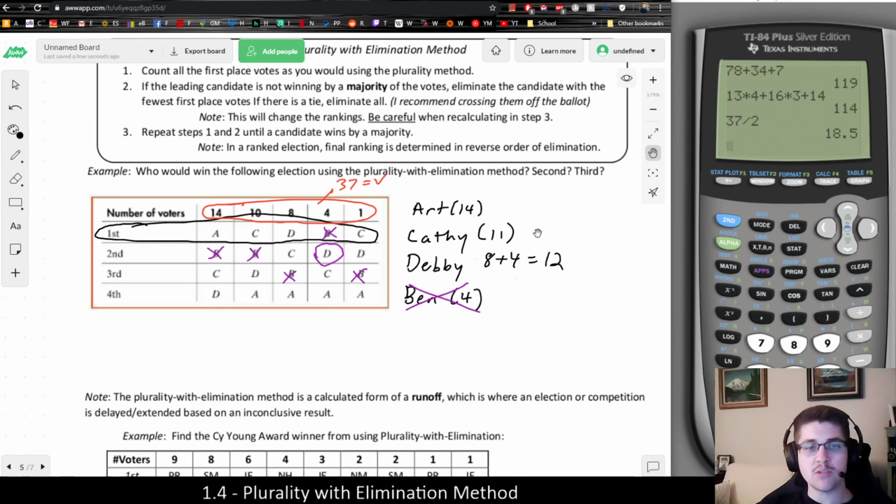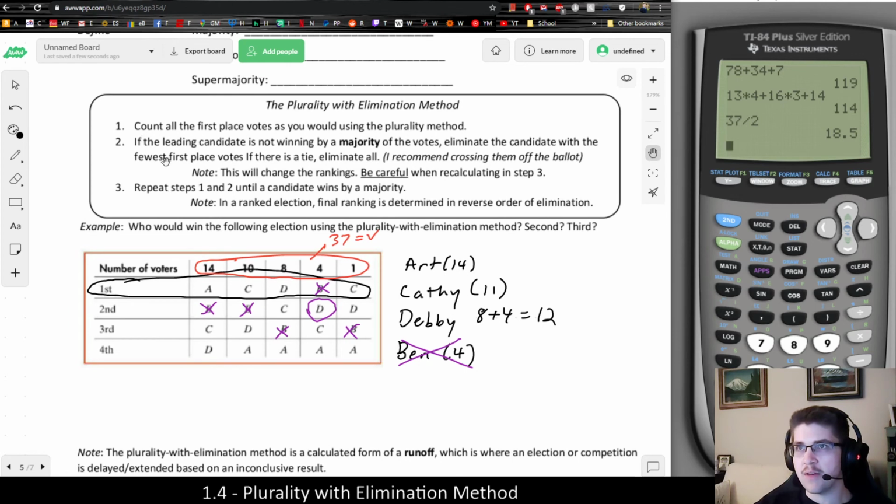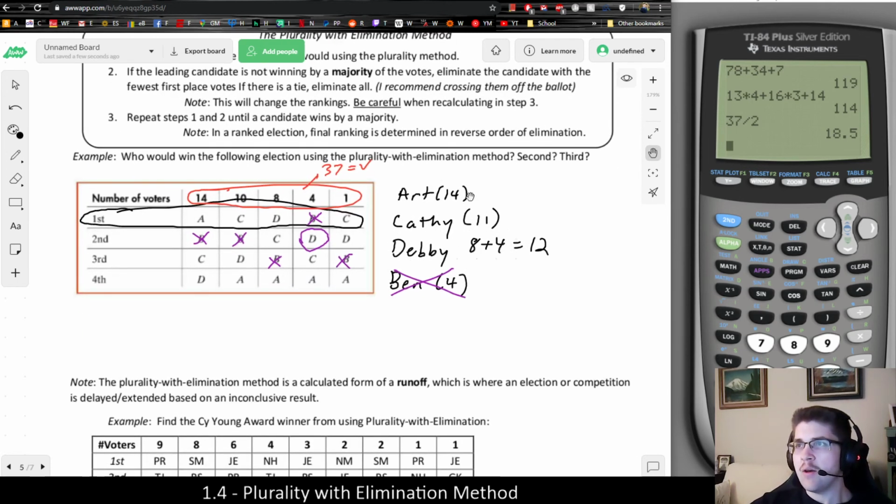What you will notice is this will change the rankings, and as we continue to run the plurality with elimination method, who's in first place could switch as we go. So Art is not necessarily going to win as he would have under regular plurality. Notice that even after eliminating Ben, Art still does not have a majority. So I repeat steps 1 and 2: I recount all the first place votes, and if the leading candidate is not winning by a majority, eliminate the candidate with the fewest first place votes. Now Ben's gone, Art is still leading, Debbie's now in second, and Kathy's in third.